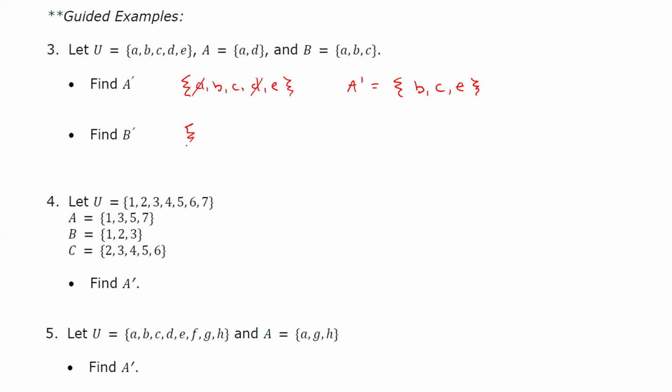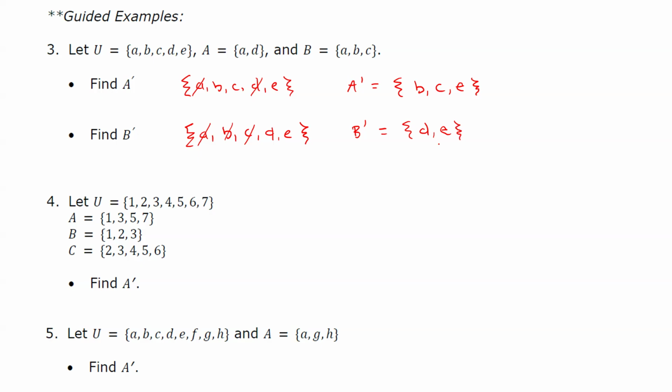Let's do the same thing for set B. So we'll list the universal set. Now the complement of B, we would find that out by crossing out all of the elements that are contained in set B, which is A, B, and C. So the elements not contained in set B would be D and E.